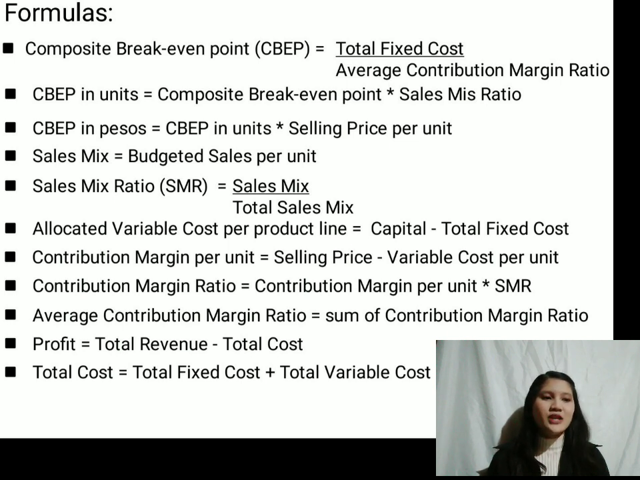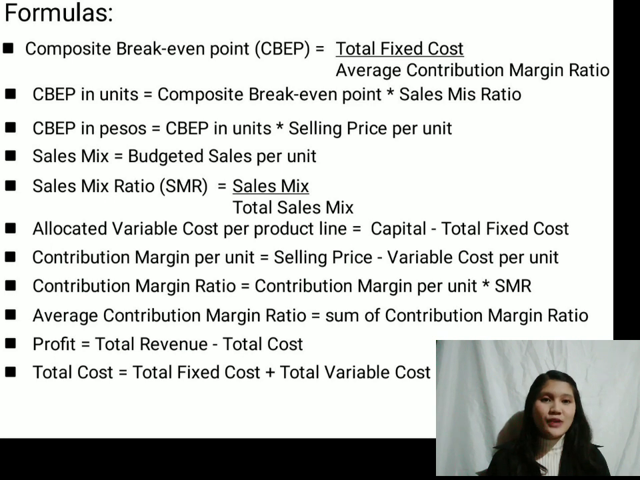Then we have the sales mix, which is equal to the budgeted sales per unit, which is given already. Then we have the sales mix ratio. It is equal to sales mix divided by total sales mix. Sales mix ratio can also be abbreviated into SMR.